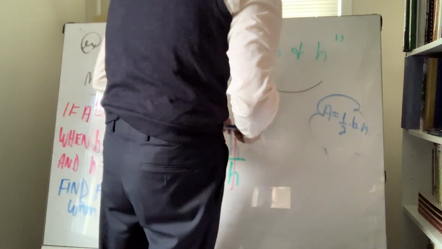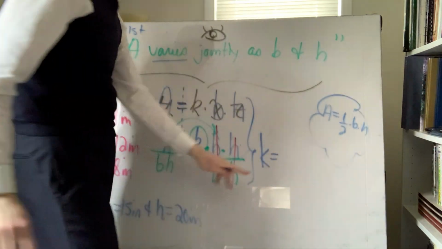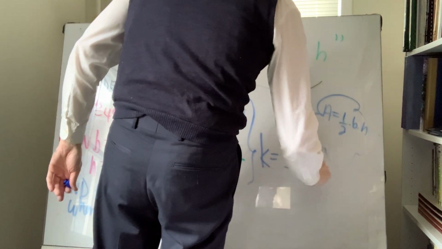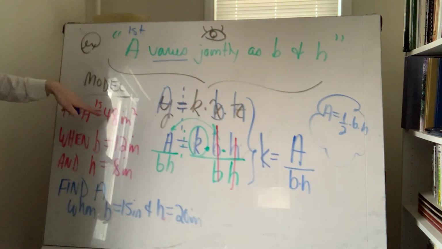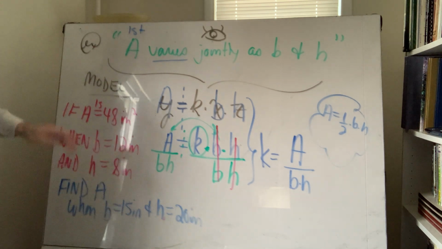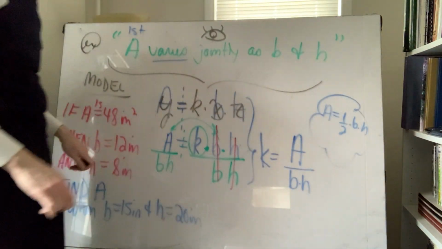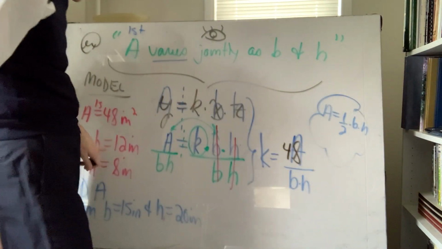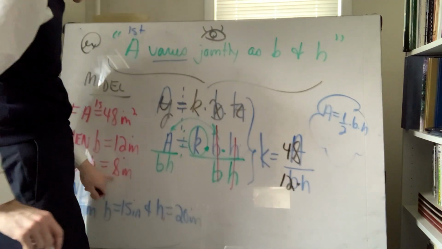This could be rewritten in respect of K. And I'm using regular K. I should have used script K, but it doesn't matter. K is equal to A over B times H. Right? Now I'm going to substitute 48, 12, and 8. And I'll just use the numbers right now because the units would cancel. In place of A, I'm going to put 48. In place of B, I'm going to put 12. And in place of H, I'm going to put 8.